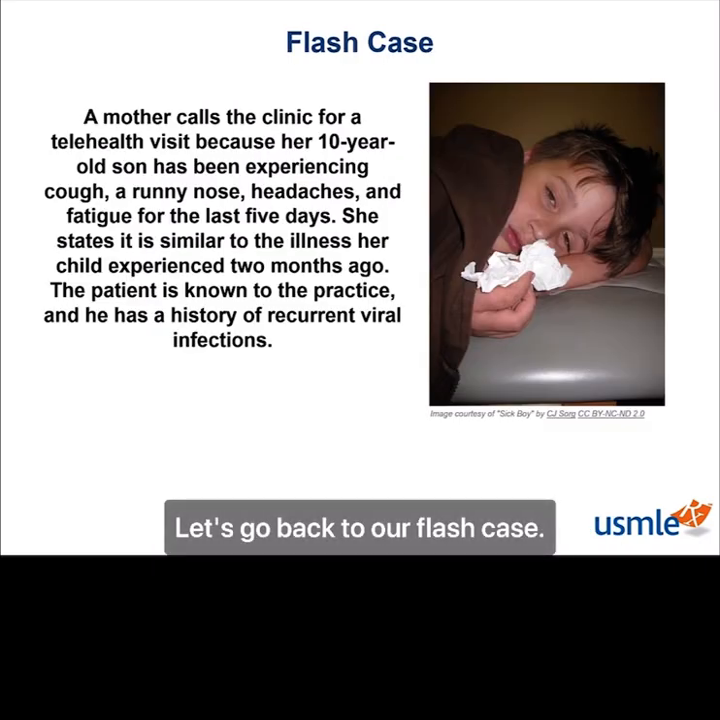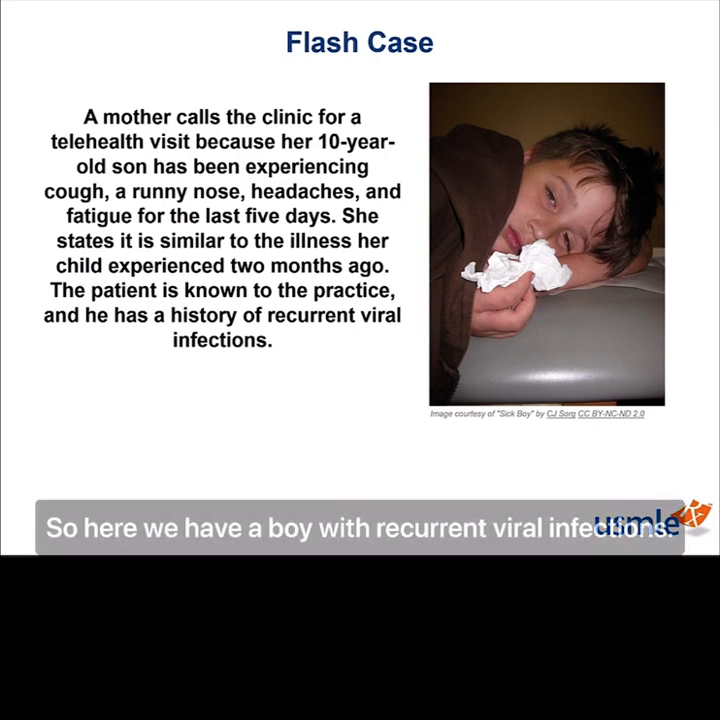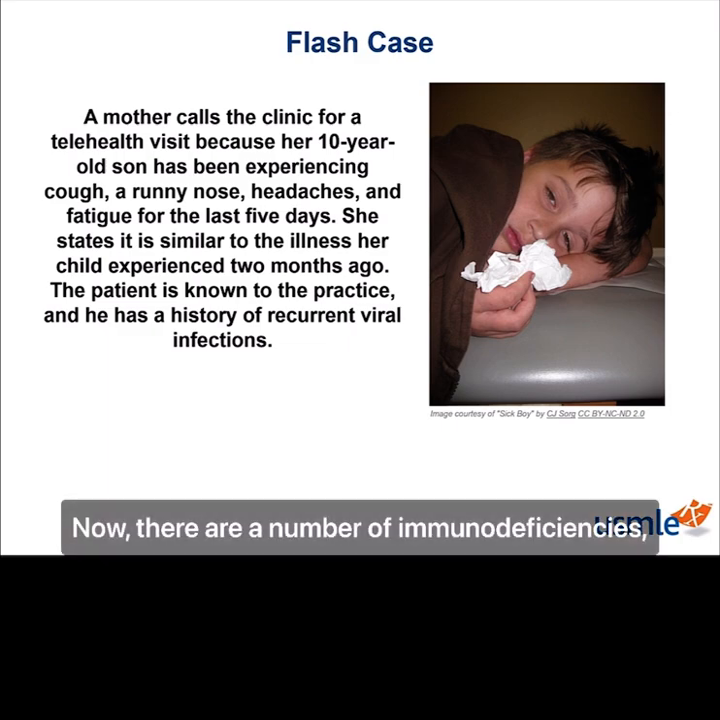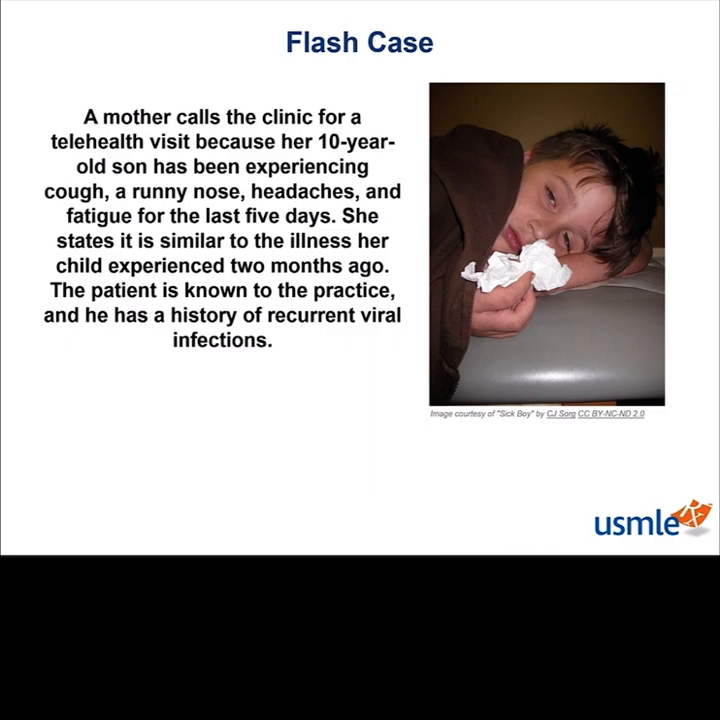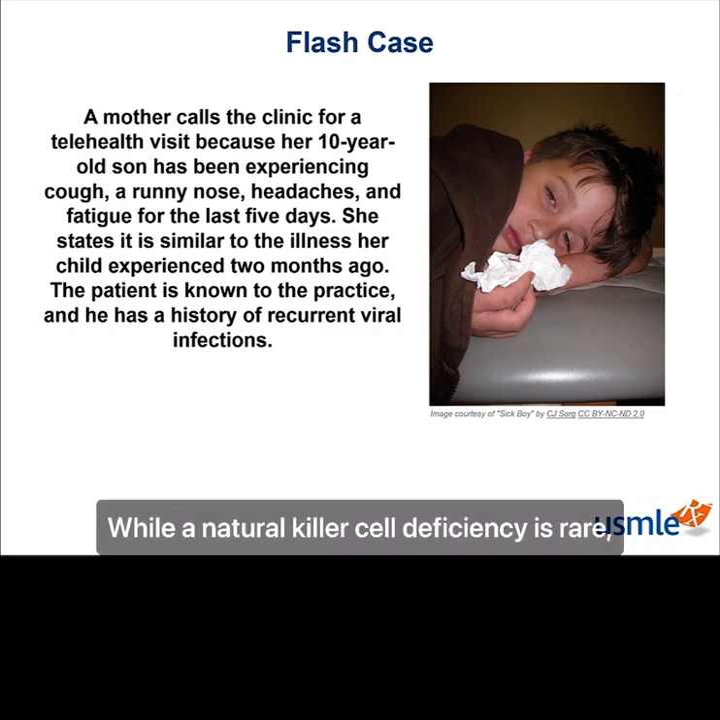Let's go back to our flash case. So here we have a boy with recurrent viral infections. Now, there are a number of immunodeficiencies, but as we just discussed, natural killer cells play a vital role in killing virally infected cells. While a natural killer cell deficiency is rare, it is something that can be considered in a child with recurrent viral infections.